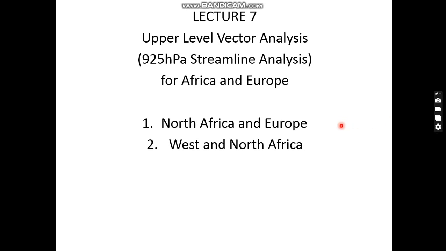Hi, we've now come to lecture 7, which concerns upper level vector analysis, as we have been told earlier. And this is 925 hectopascal streamline analysis for Africa and Europe. So we'll begin with North Africa and Europe, and later consider West and North Africa.